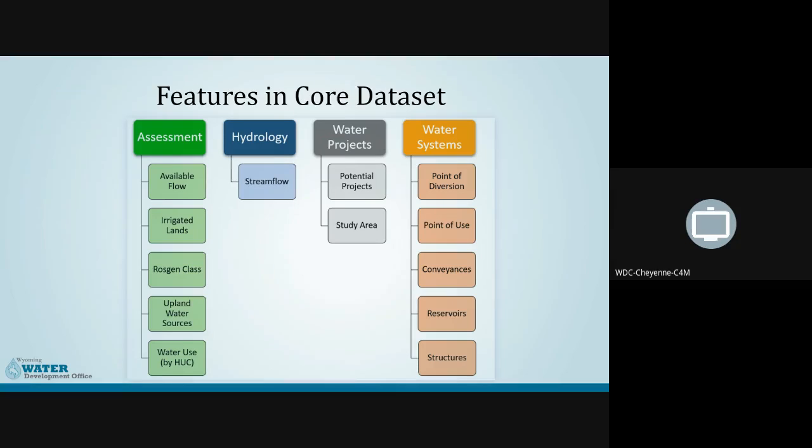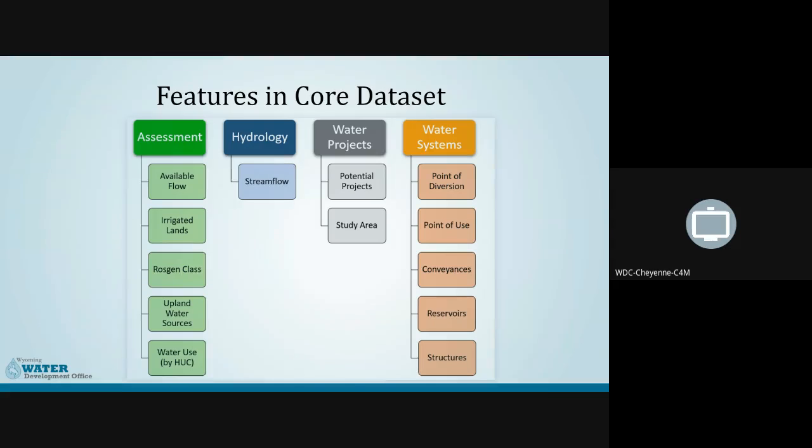The assessment data set organizes key data related to water use. This may be things like changes over time, ground conditions. So included here are things like irrigated lands, Roskin classification, and available flow. The hydrology data set contains a single feature class on both measured and modeled stream flow data. The water projects data set includes study area boundaries, and also tracks potential projects that are identified in the Water Development Office project. The potential projects includes things like the cost and how these potential projects fit into our funding programs.